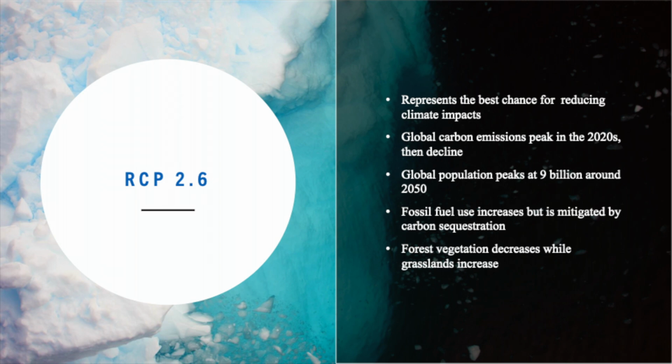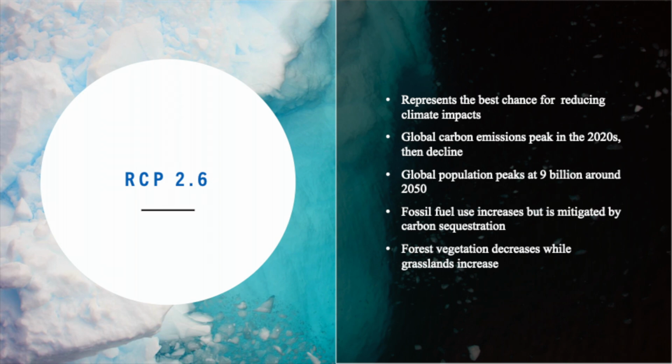Now that we know a little bit about RCPs in general, let's discuss each of the 4 main ones to get a sense of the different possible outcomes for climate change. RCP 2.6 represents the best case scenario for reducing climate impacts.